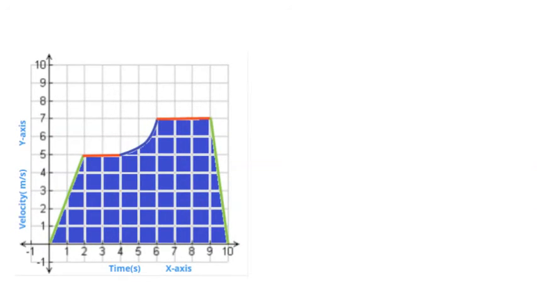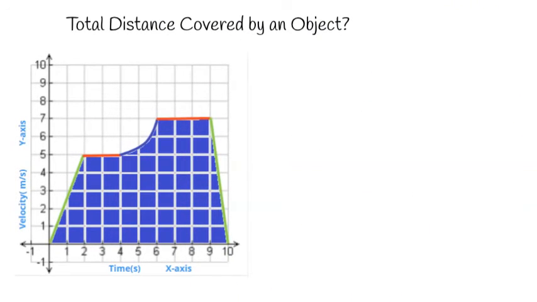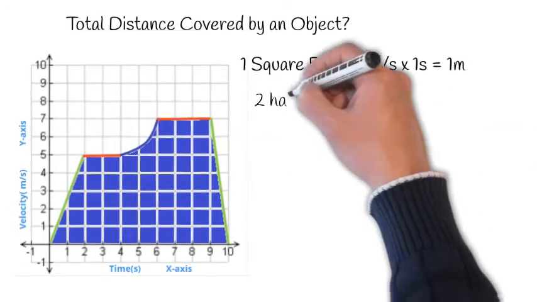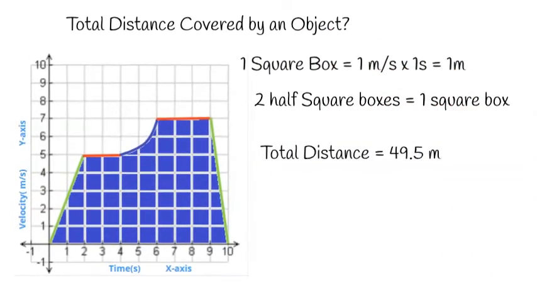So let's suppose we will find the total distance covered by an object by counting the square box. One square box is equal to 1 meter per second times 1 second, which is equal to 1 meter, and 2 half square box is equal to 1 square box. So by counting total squares, total distance comes is equal to 49.5 meter. So total distance covered by an object is equal to 49.5 meter.